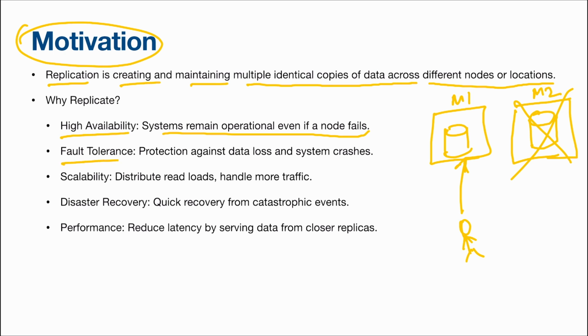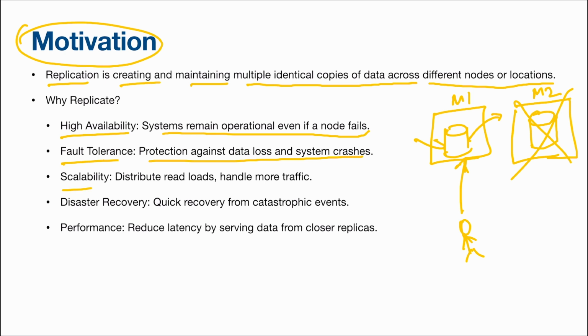Fault tolerance: protection against data loss and system crashes. Along similar lines, if the system crashes, or the database itself is corrupt and can't recover, we are still safe because we have another copy of data. And maybe later, if we spin up another new copy of the system, we can just replicate this data again. So we are protected from data loss even if there is some disaster in one particular location.